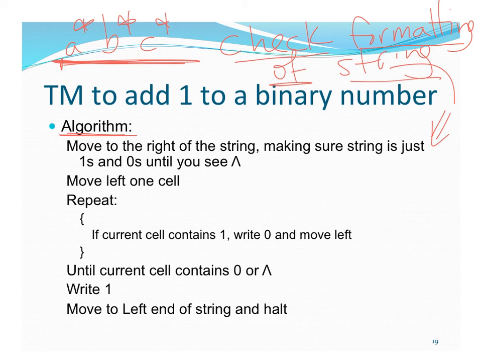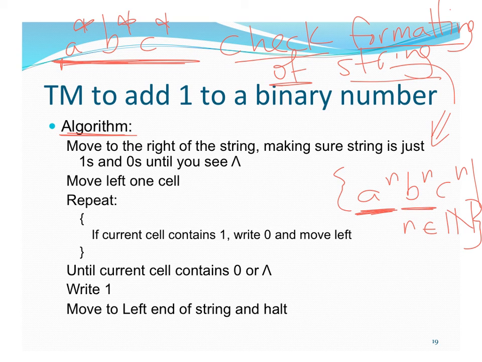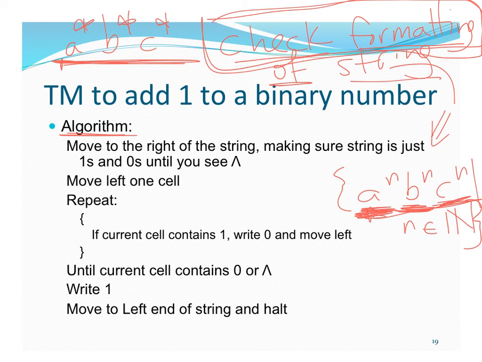On the other hand, if I want to check whether a string is in the language A to the N, B to the N, C to the N, where N is in the natural numbers, then I do want to check the formatting. The first thing I want to do is look and say, does it start with A's and then all B's and then all C's, and then I'll move back to the front and start trying to figure out how to count how many A's I have and make sure I have the same number of B's and the same number of C's. So the first step in many of your programs is just a basic check of the formatting of the string. Is it only A's, B's, and C's? There's no D's, there's no Q's. But all the A's come first, then all the B's, then all the C's. Okay?